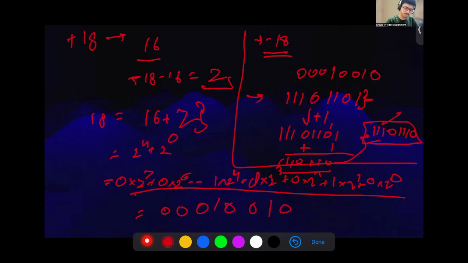So this is the 2's complement representation for minus 18. Now we'll move on to the previous slide and I'll just show these entire things.